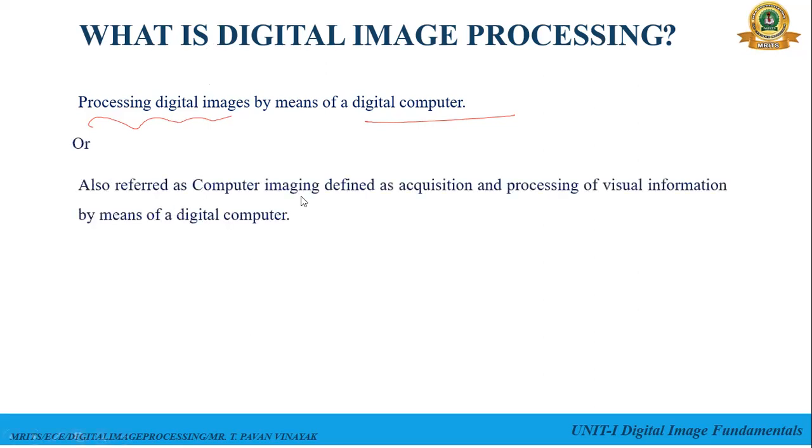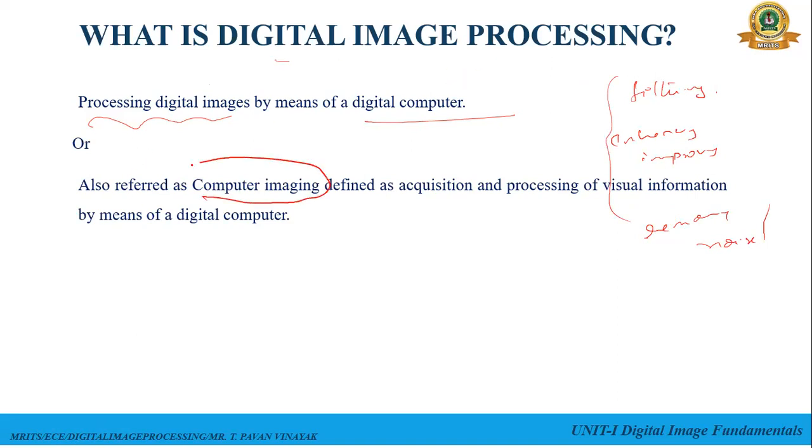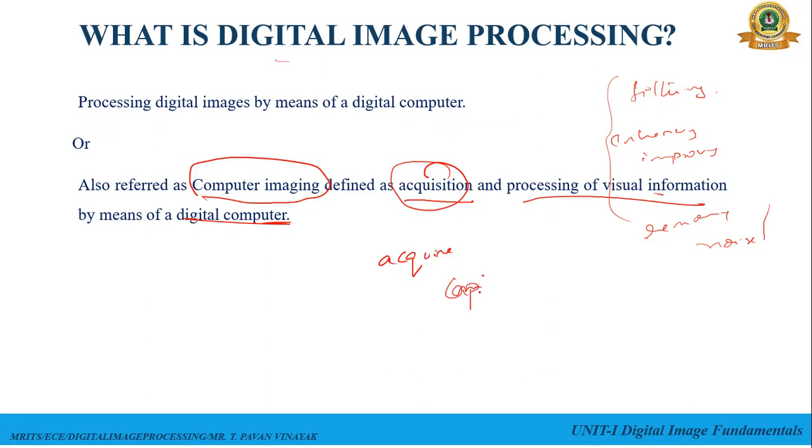What does processing include? Processing includes modifications like filtering, enhancing, improving the quality, and removing noise. All are processing. Digital image processing is also defined as computer imaging: the acquisition and processing of visual information by means of digital computers. What is acquisition? In the name itself, acquire means capturing the real-time images.